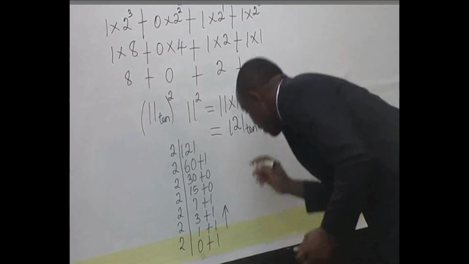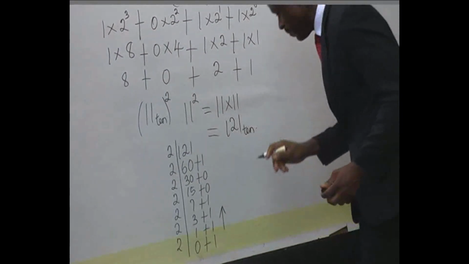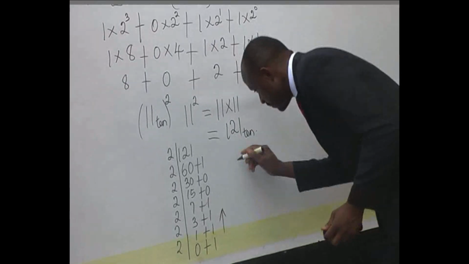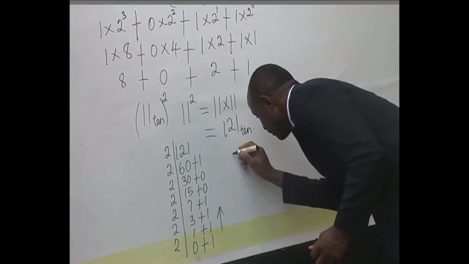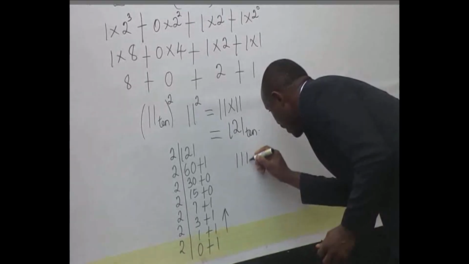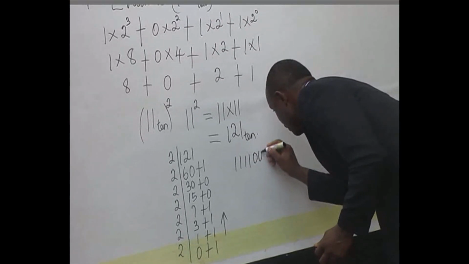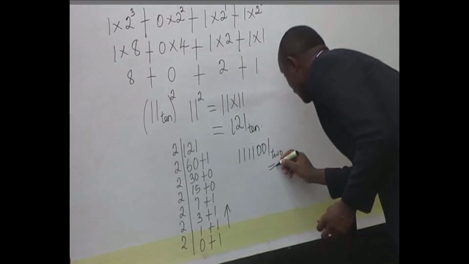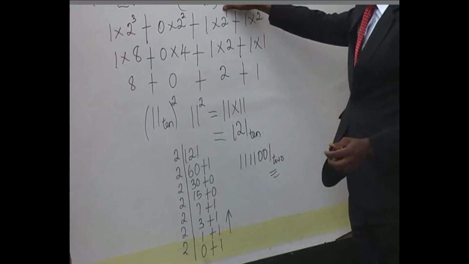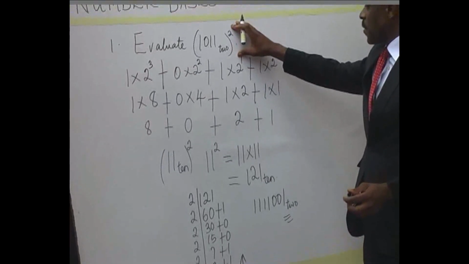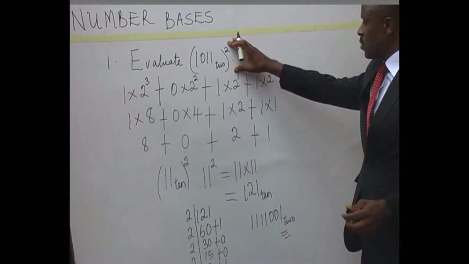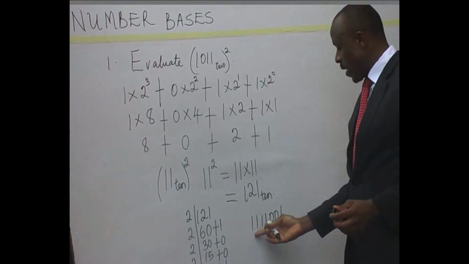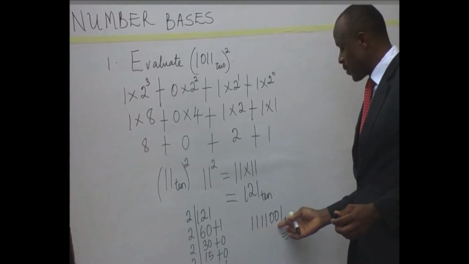Remember to take your values in this form, from the last to the first: 1, 1, 1, 1, 0, 0, 1. Base 2 is now the answer to this. So 1011 base 2 squared is giving us 1111001 base 2.